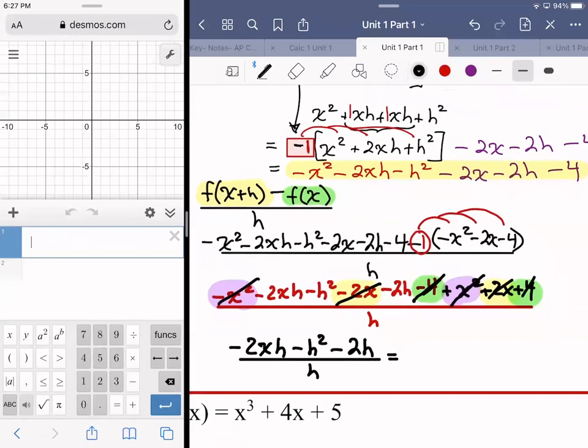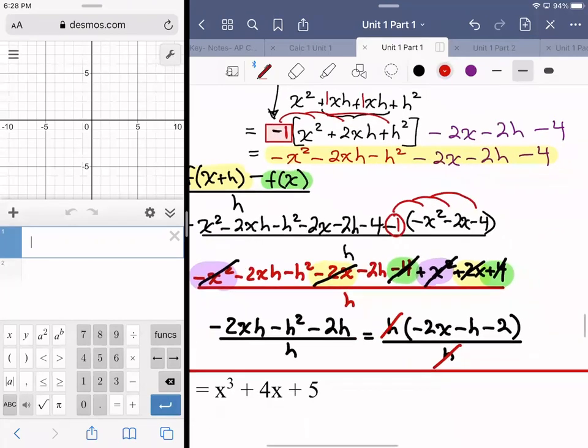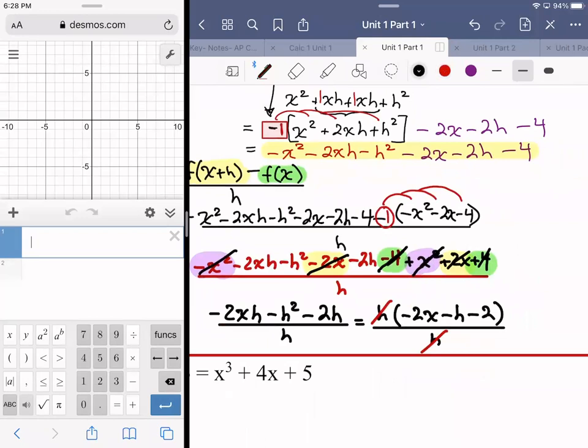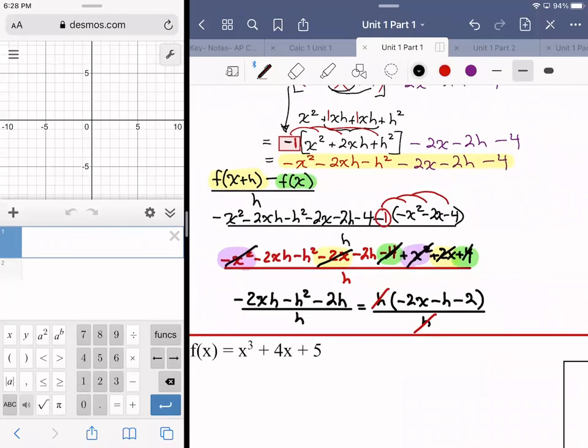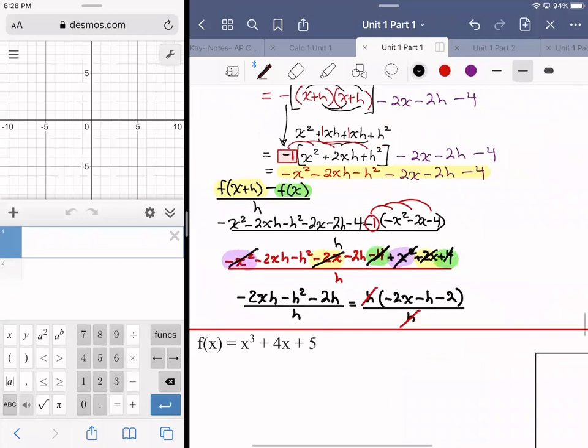All right. Now you notice that there's a common h across the board on the top. You can factor that out. When you factor it out, they cancel out completely. Well, not all the h's, but the ones that you factor out cancel out completely. And you're left with the final answer, which is -2x minus h minus 2.